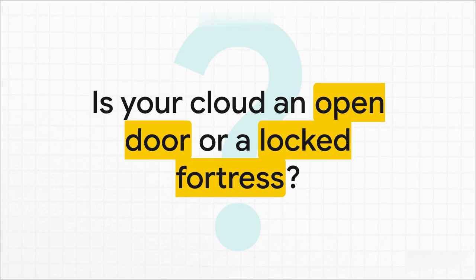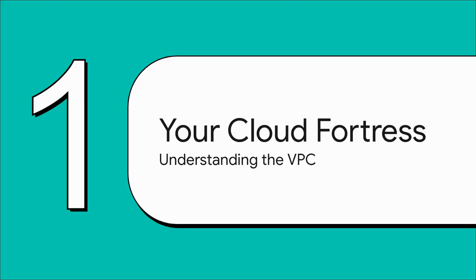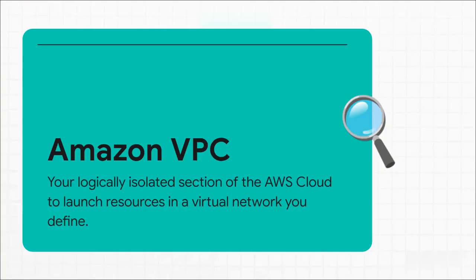Let's get into it. You know, every great fortress needs a plot of land to be built on, right? Well, in the AWS cloud, that land is your virtual private cloud, or VPC. This is literally the ground floor, the foundation of everything we are about to build. So think of a VPC as your own private, fenced-off piece of the massive AWS world. The key phrase here is logically isolated.